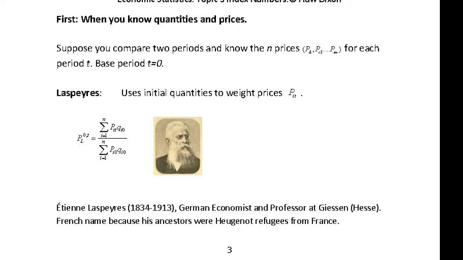So that's it. This is actually named after Etienne Laspeyres, who was a German economist and a professor at Gießen in Hesse. You'll notice it's a French name. It's a French name because his ancestors were Protestant Huguenot refugees from France. Louis XIV kicked out the Huguenots in the early 18th century. So that's the Laspeyres index for you.